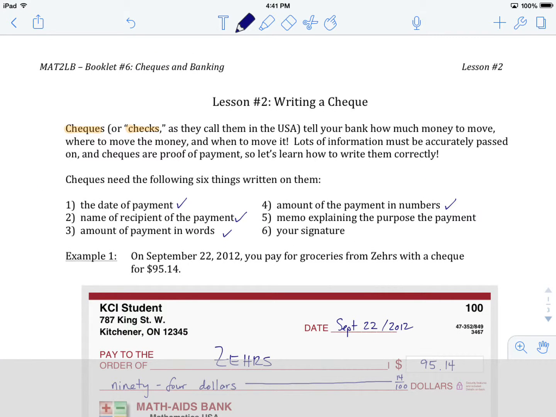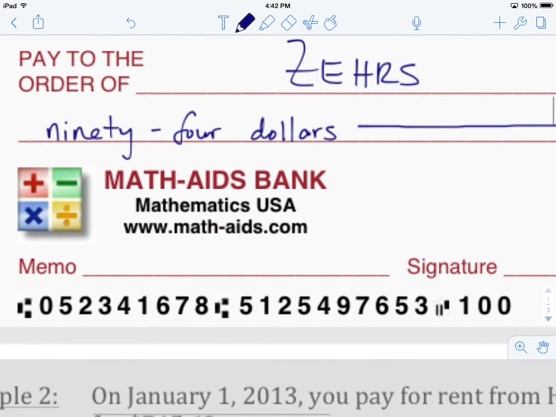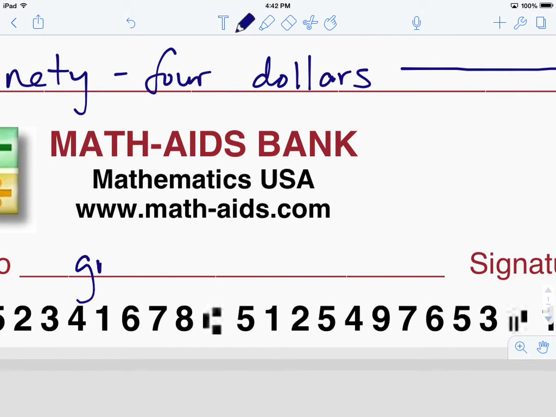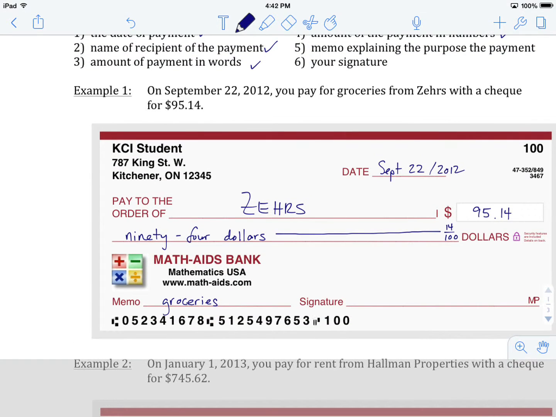Memo explaining the purpose of the payment is number 5. So the memo is down here in the bottom left corner. And we don't have to be too particular about this. We can just write down groceries. Just some little indication to you, a bit of a reminder as to what was that $95.14 for? It was for groceries. And that's number 5.